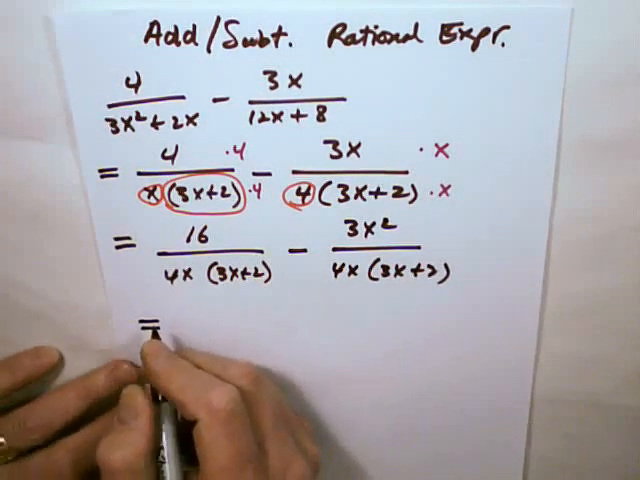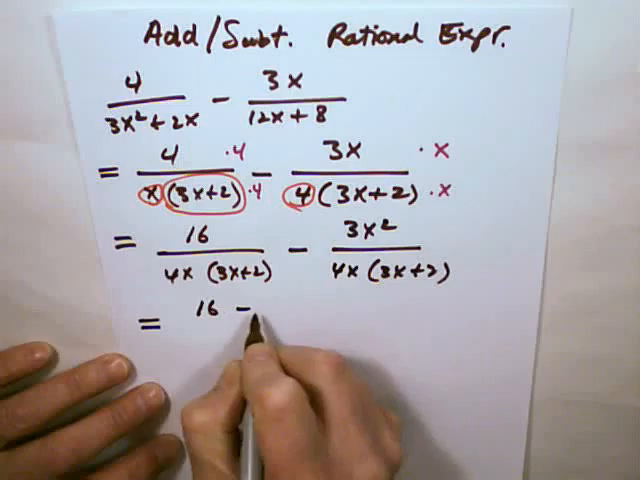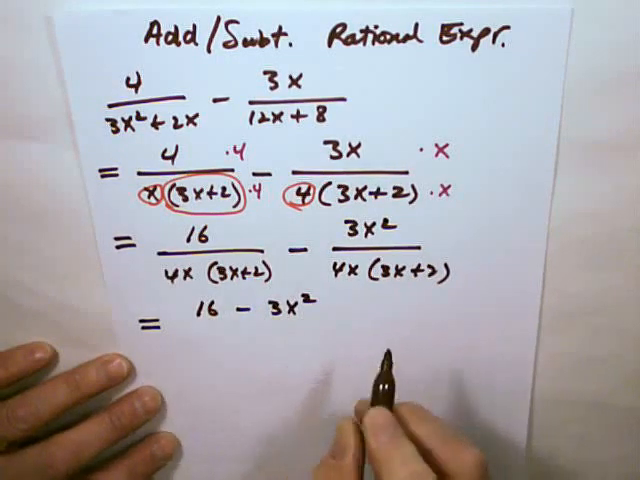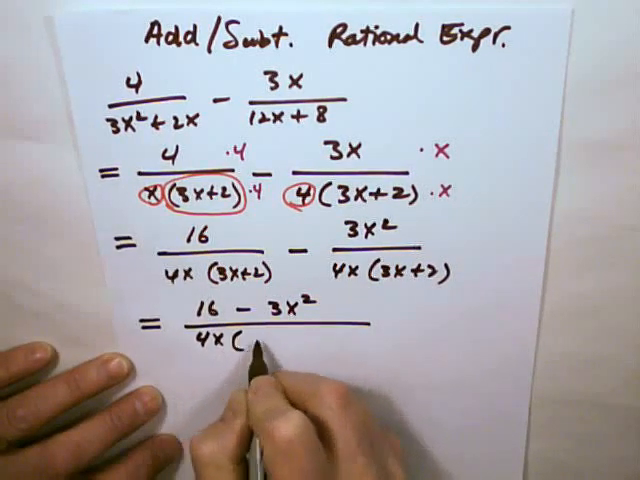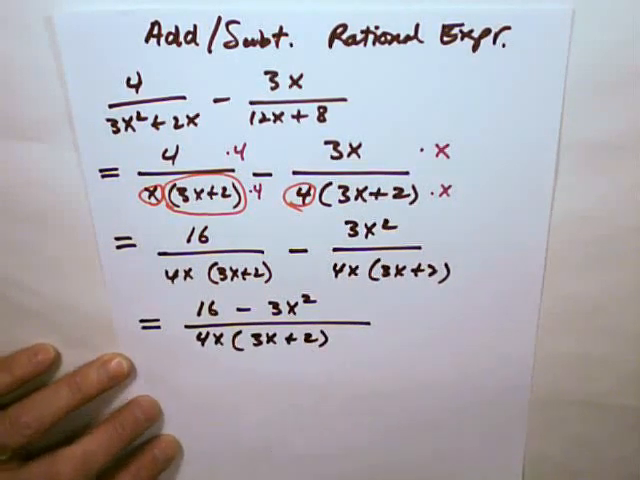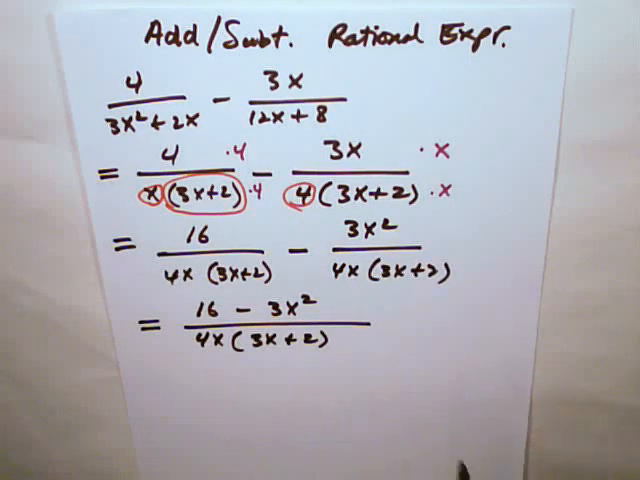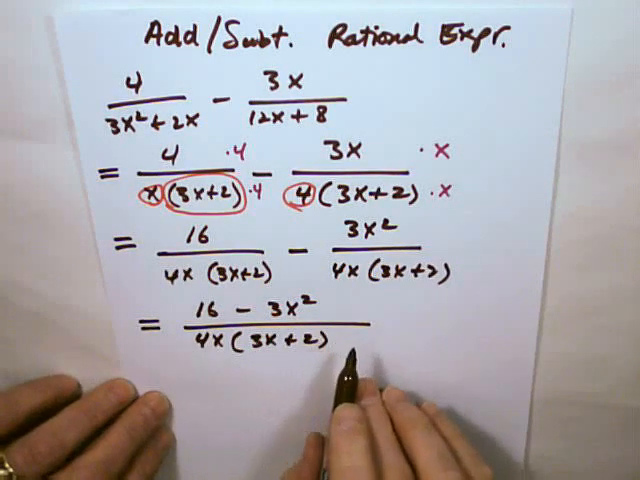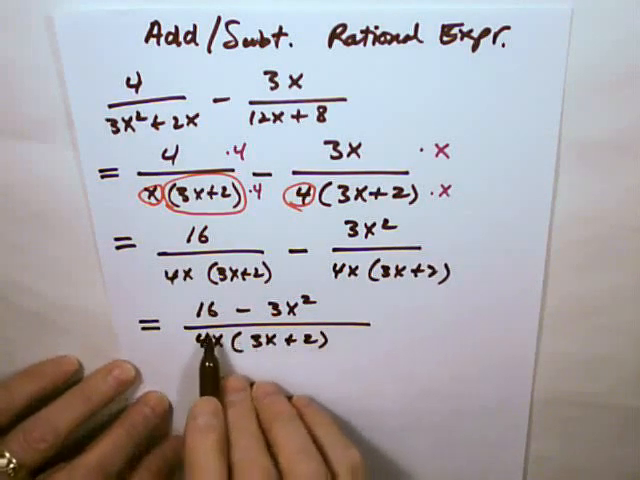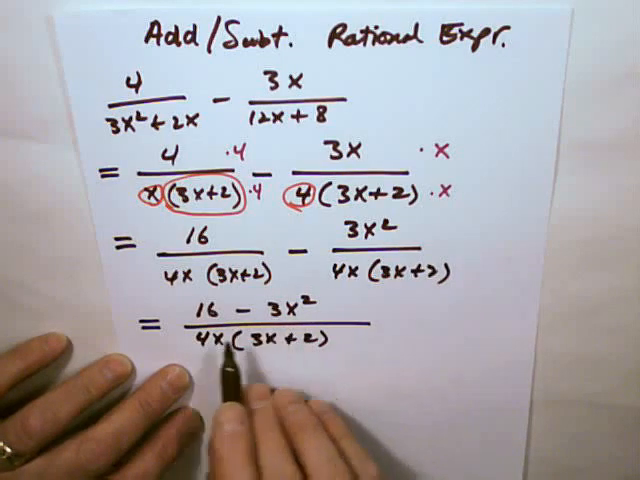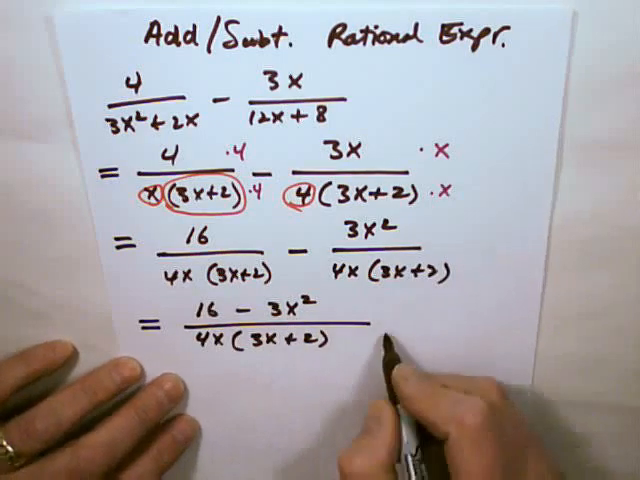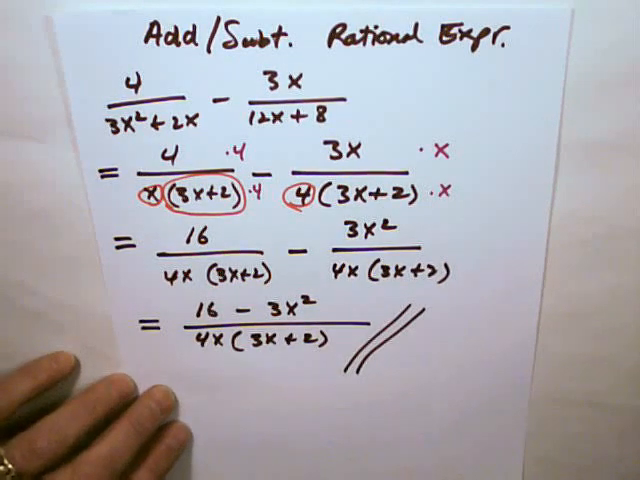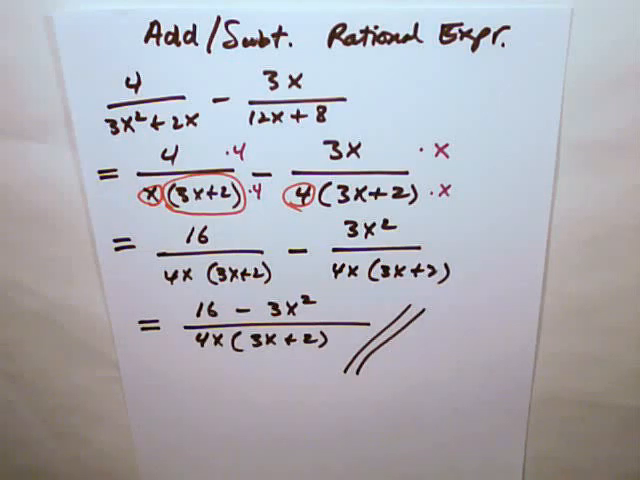Now how do I do that subtraction? Well, I just simply write down 16 minus 3x squared. That is, I subtract the numerators and divide by 4x(3x plus 2). Okay. Finally, I'm going to take a look and see if I can simplify it any farther. But I'm looking at this numerator, and I'm not seeing anything that I can simplify any farther here. So let's call this done. No simplification is possible there.